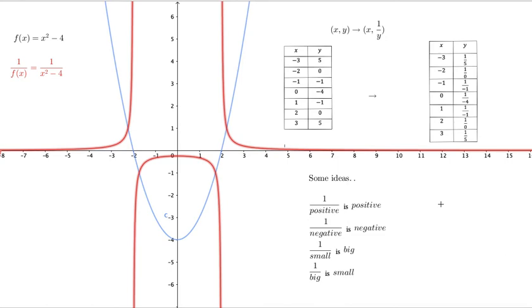The reciprocal of a small number is big. For example, 1 over 0.001 is 1,000. So the reciprocal of a small number, being close to 0, ends up being a big number. Last but not least, the reciprocal of a big number is a small number. So for instance, 7. Is it big? It's moderately big. 1 over 7 is small. It's 1/7, very close to 0.